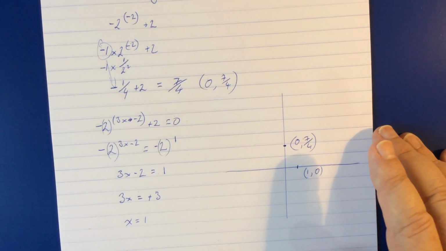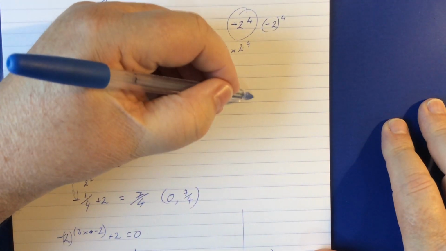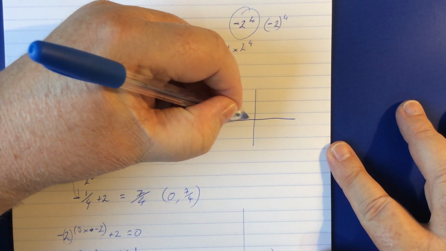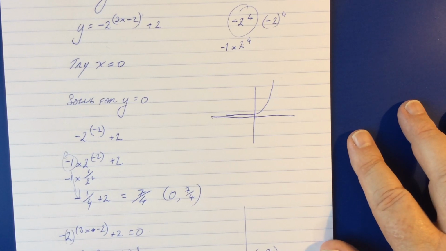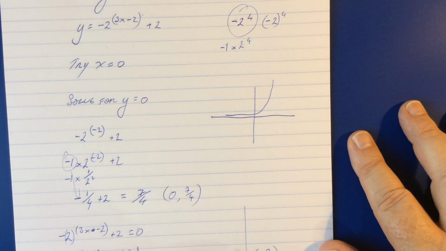Now that's all very well, but what does this graph look like? We could join these dots in any manner that we choose. The basic graph of an exponential looks like this. It's a hockey stick shape. Now, obviously, something that looks exactly like that is not going to be very helpful here.